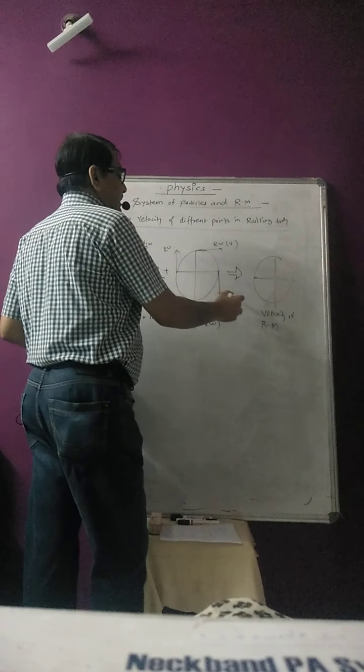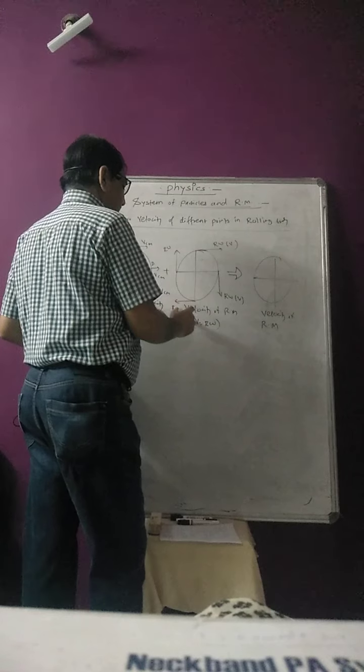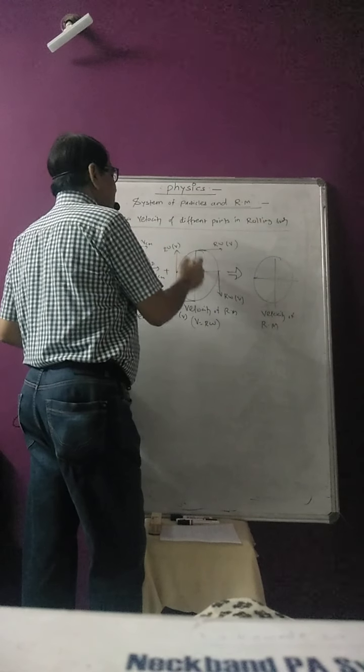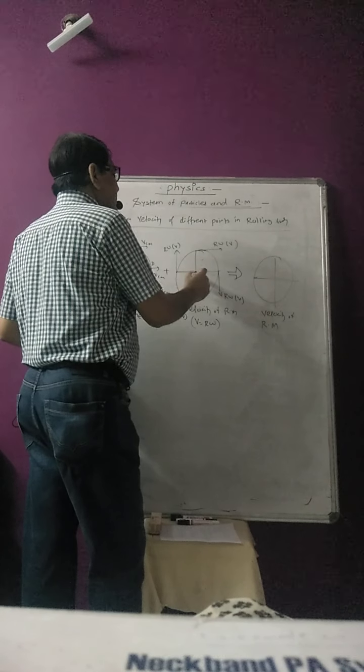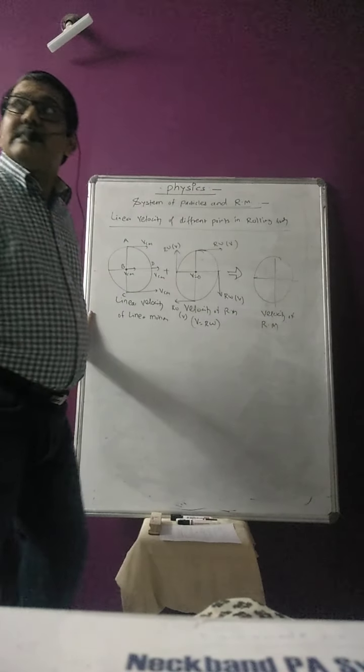So that is also called velocity. Okay, so here also the velocity of rotational motion v is equal to 0 at the center point.